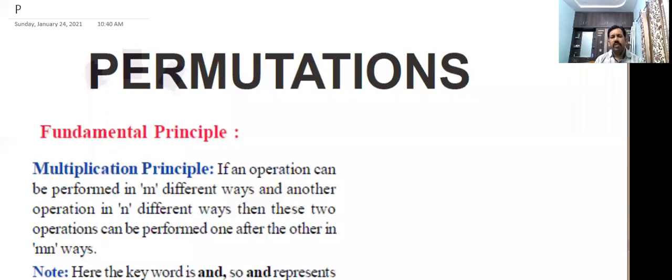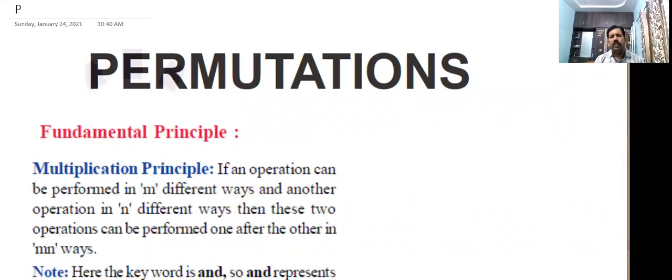Today I am going to discuss a new chapter, that is permutations and combinations, two chapters. So first I am going to discuss permutation, then combination. Okay, this is a very important chapter, either for Mains or MCET or Advanced or BITSAT, whatever it may be.